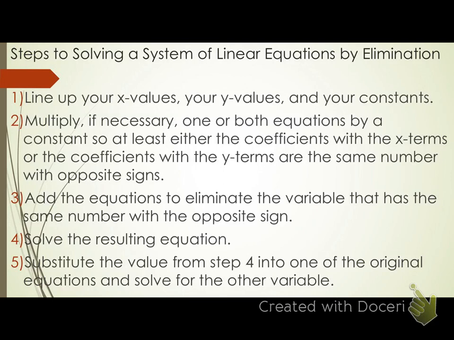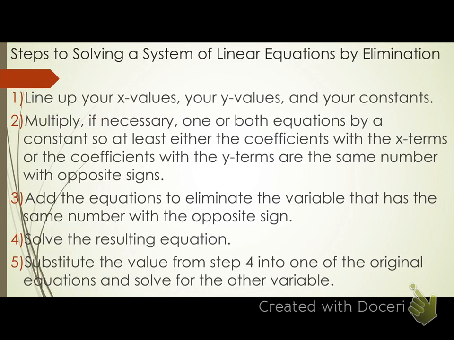Step 3, once we get the same number opposite signs, we want to add the equations to eliminate the variable that has the same number with the opposite sign. What's -2 plus +2? 0. 3 plus -3? 0. Anytime I add a number and its negative counterpart, I'm going to get 0. So that's why I want same number, opposite signs. That way when I add my equations, that variable that has same number, opposite signs will be eliminated. So I'll add down my x columns, add down my y columns, add down my constant columns.